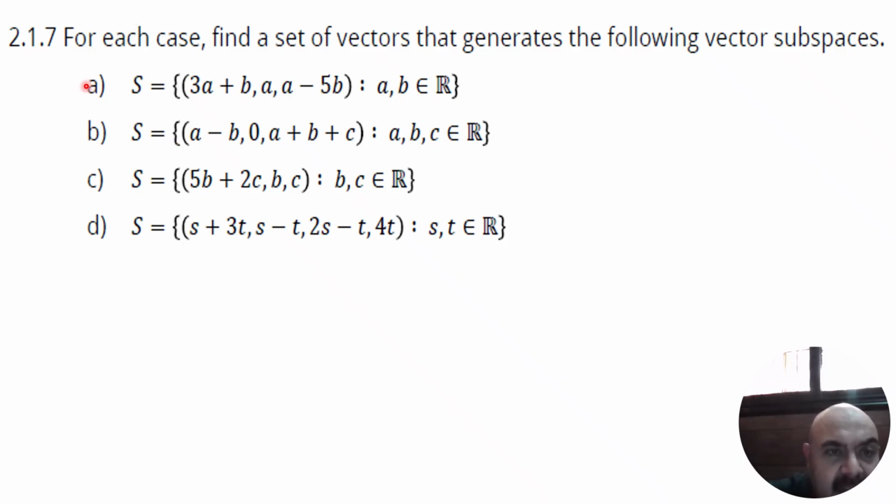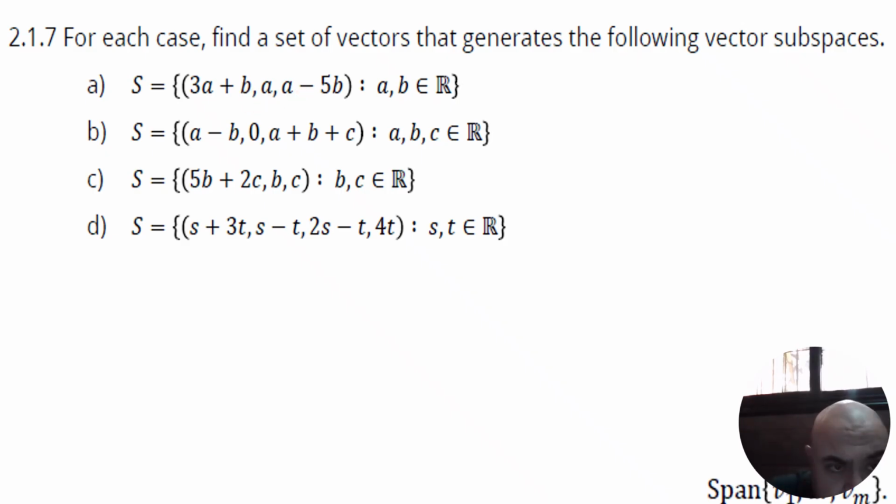In this question, he is asking you, for each case, to find the set of vectors that generate the following vector subspace. He gave you the subset S, which contains the first component, second, and third component, where a and b belong to R. All I have to do is make the substitutions to be able to generate it. Let's see what he needs. He is asking you to find a set of vectors that generate the following vector subspace. Okay, very good. Try to separate these vectors or this set.